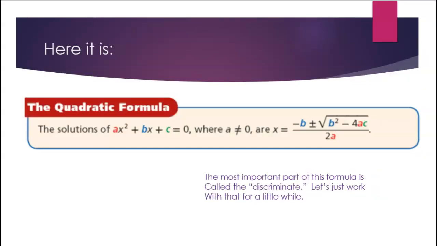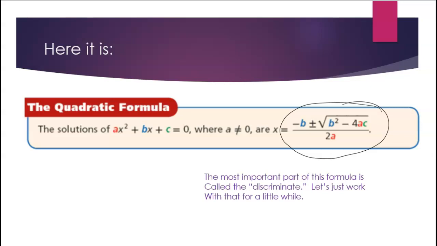And here it is in all of its glory, the quadratic formula. Let's see if I can find a pen that works here. This is the whole thing. Negative b plus or minus the square root of b squared minus 4ac all over 2a.